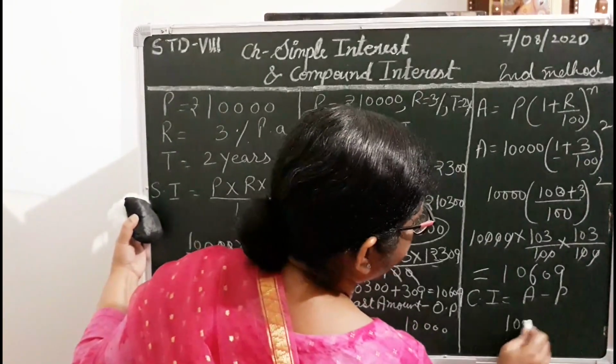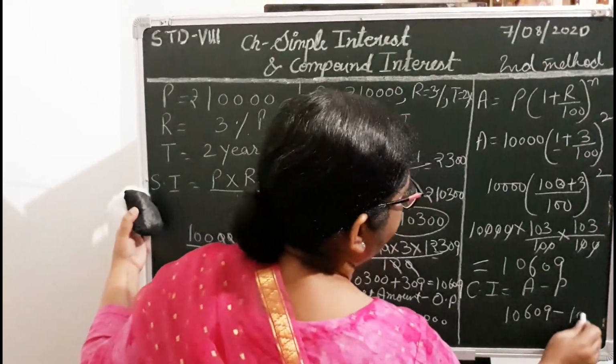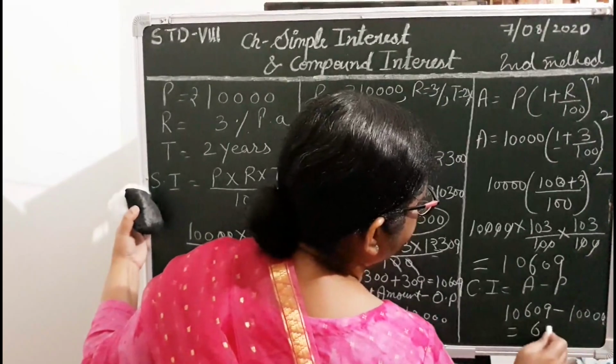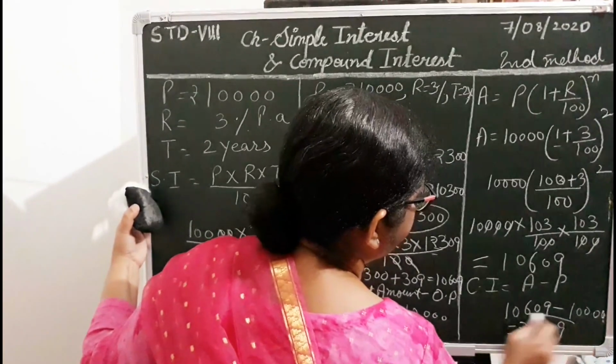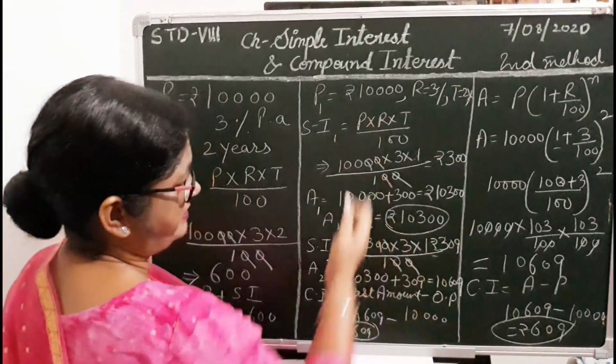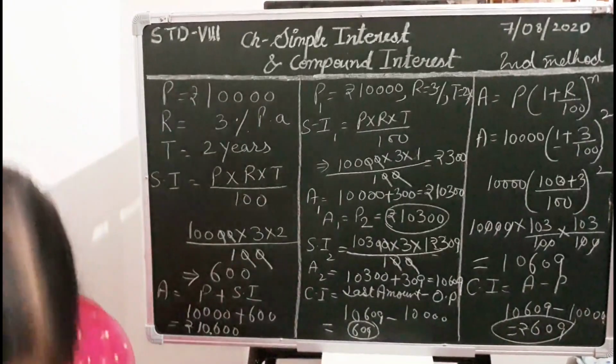And compound interest is equal to A minus P. Amount is 10,609 and P is 10,000. 609. The answer is the same. You can adopt any method. The first method is the simple method, the second method is the formula method. Okay students.